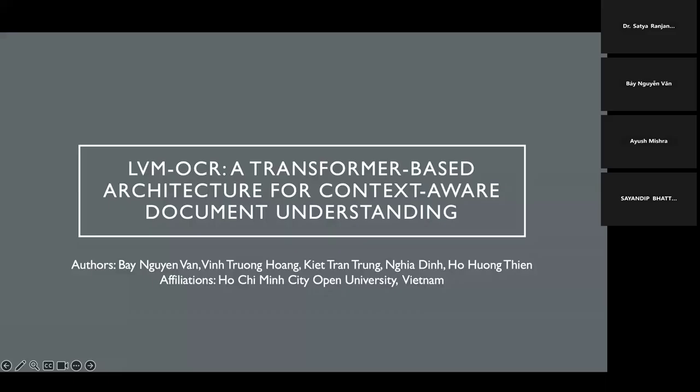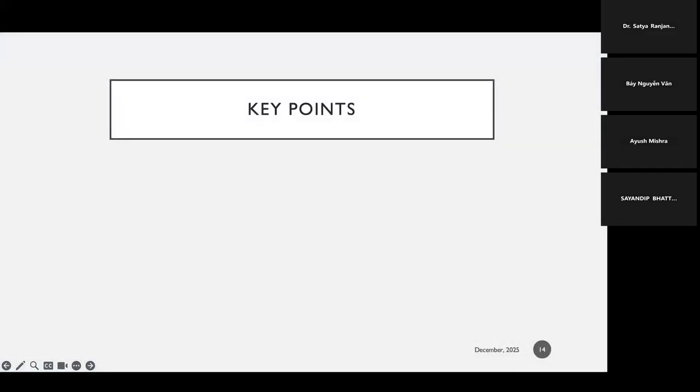So let's say this is our key point. That leads us to the key point of our research. So first, let's talk about context.